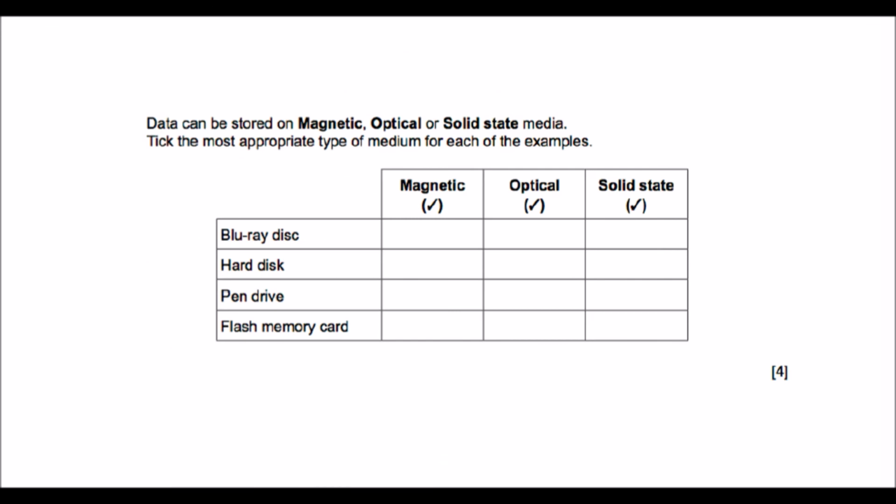Now, this question says magnetic, optical, and solid state. Which one is magnetic here? Blu-ray, of course, is optical. Hard disk, magnetic. Pen drive, solid state, as we discussed earlier. Flash memory card, also solid state.